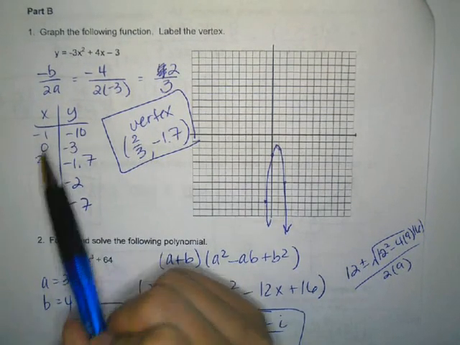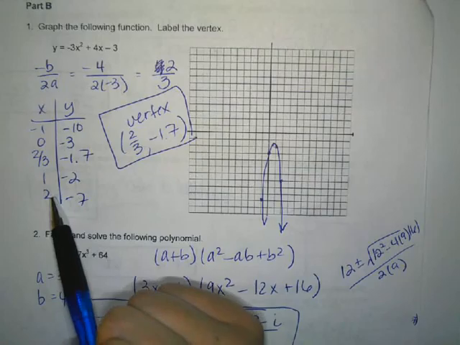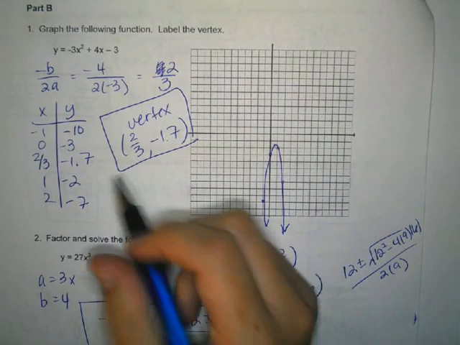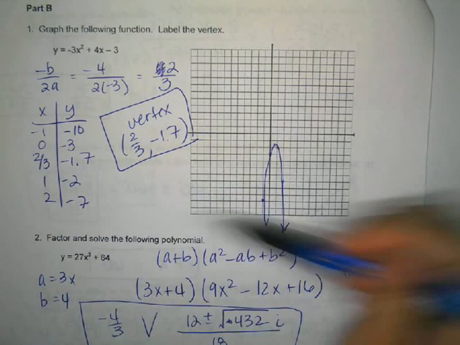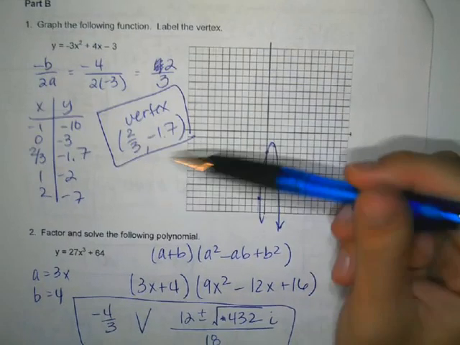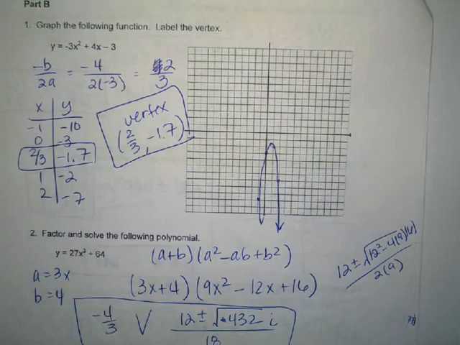So I pick two values to the left, two values to the right of my vertex. I put this into my y equals and then use the table feature of my calculator to come up with these y values. And then you just plot them and connect the dots. And we did have to label the vertex, so this middle value here was my vertex.